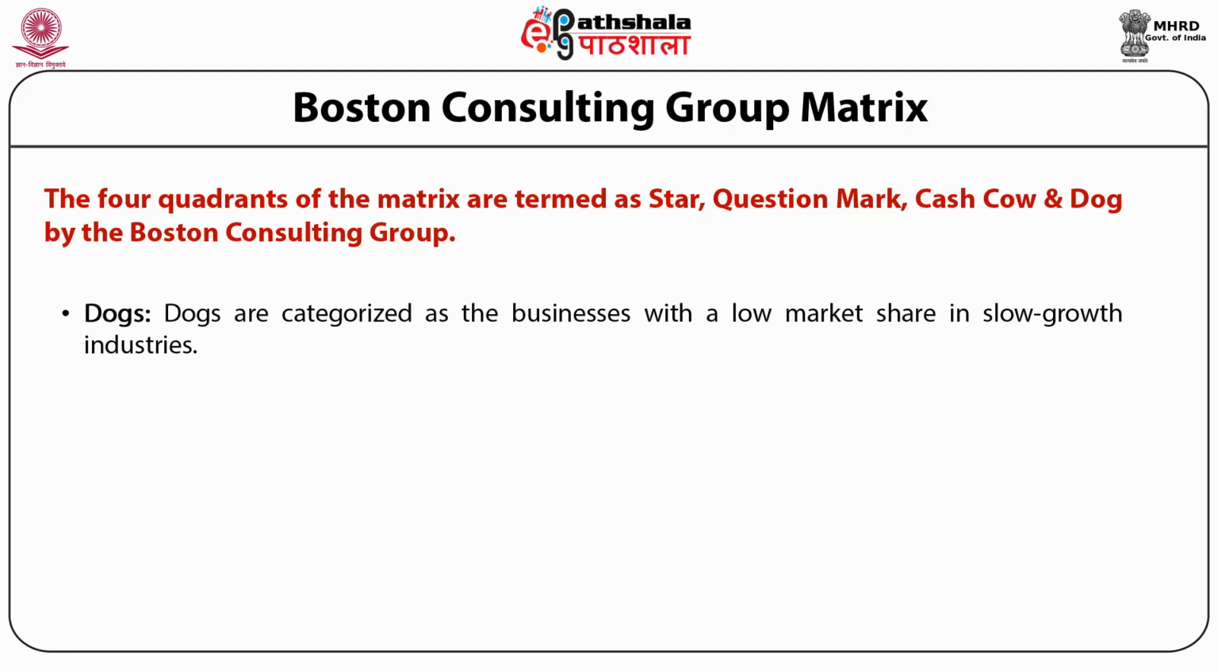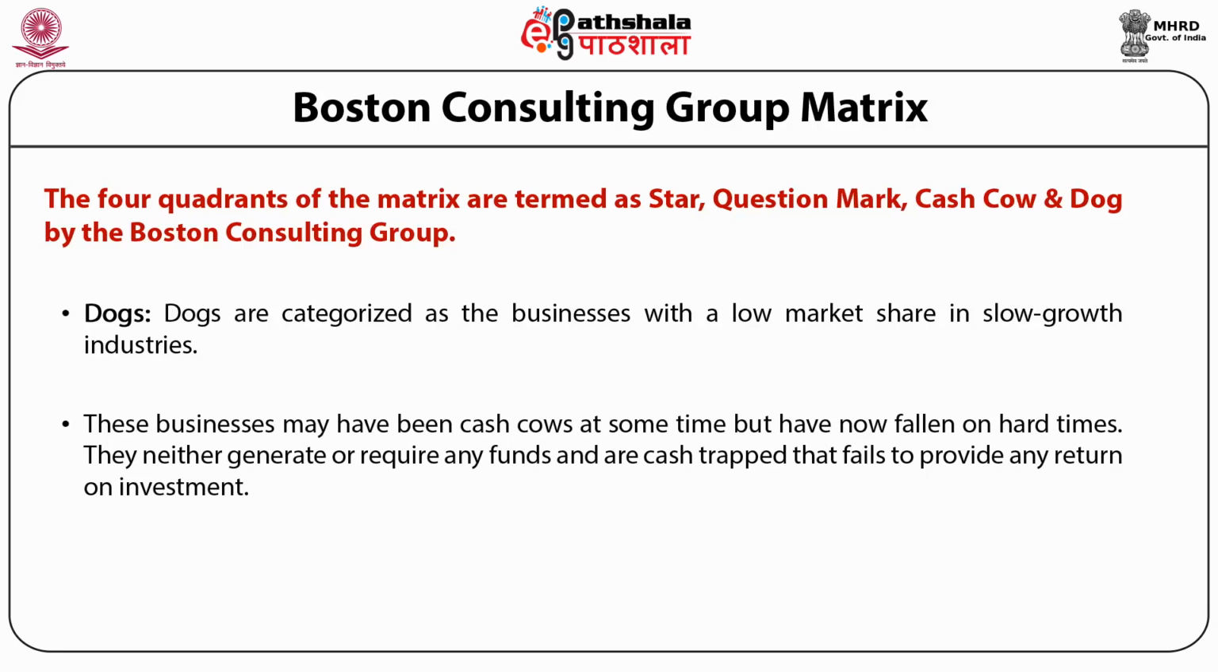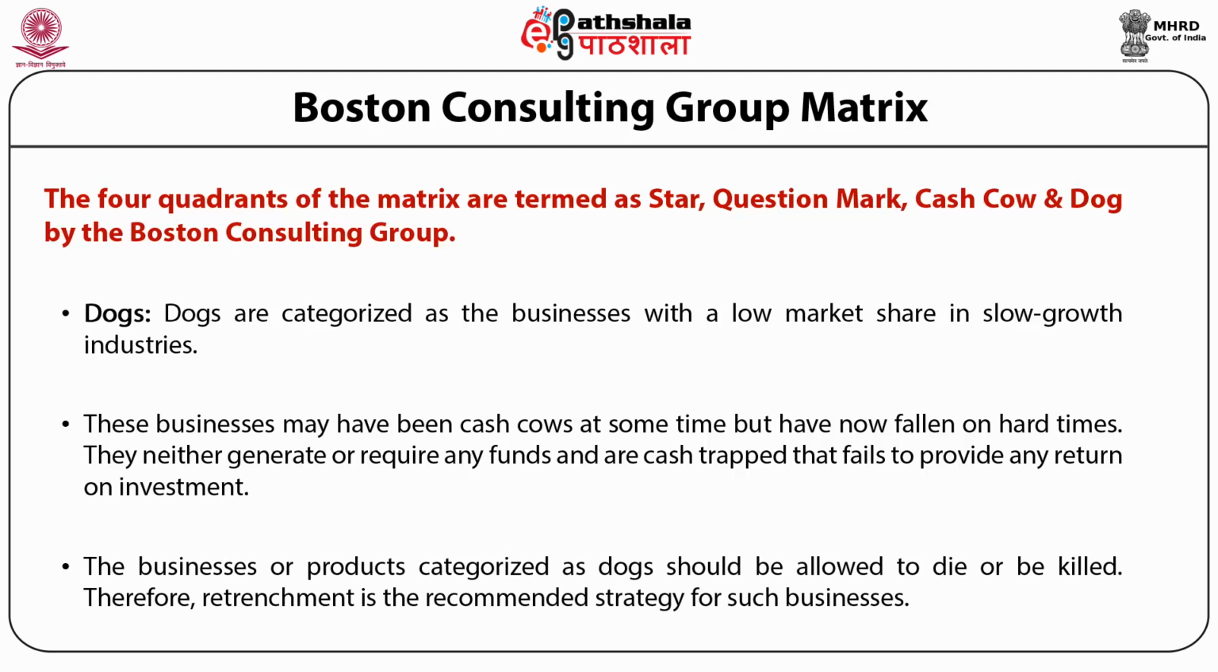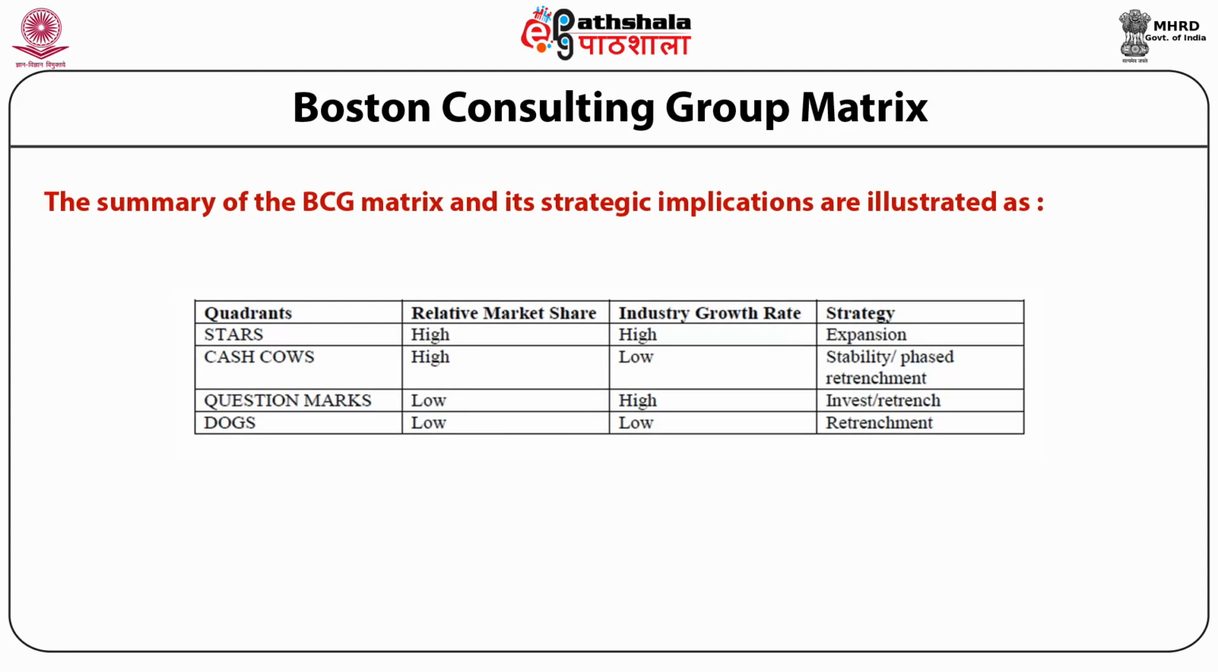Dogs. Dogs are categorized as the businesses with a low market share in a slow growth industry. These businesses may have been cash cows at some time but have now fallen on hard times. They neither generate nor require any funds and are cash strapped, failing to provide any return on investment. The businesses or products categorized as dogs should be allowed to die or be killed. Therefore, retrenchment is the recommended strategy for such businesses. The summary of BCG metrics and its strategy implication are illustrated as below.